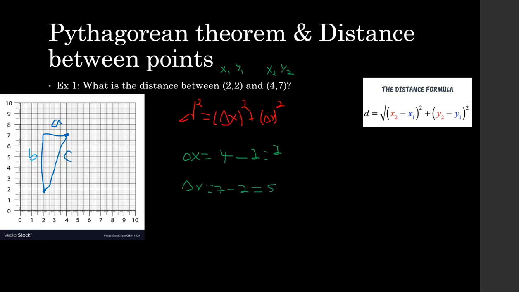Now you do your Pythagorean theorem. So it's going to be d squared equals 2 squared plus 5 squared. So 2 times 2 equals 4. 5 times 5 equals 25. So 4 plus 25 is going to give us 29. And d squared, so the distance of C, is going to equal the square root of 29.